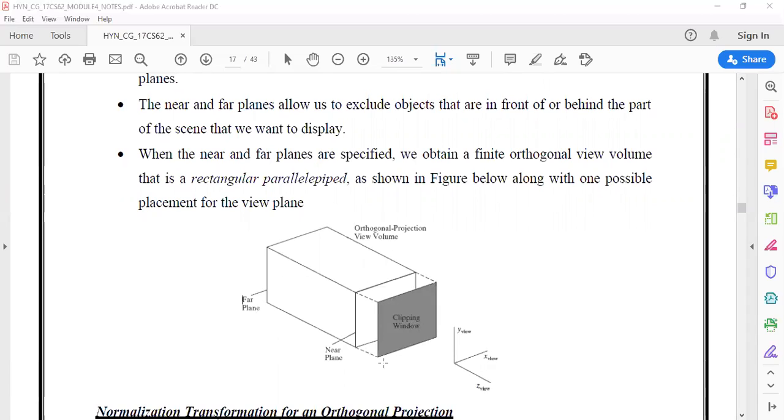So this is my clipping window. I'm considering the four axes which are perpendicular to my view plane. When I join these four axes which are perpendicular to the view plane, this clipping window forms a view volume with the near plane and the far plane. So this is how it looks.